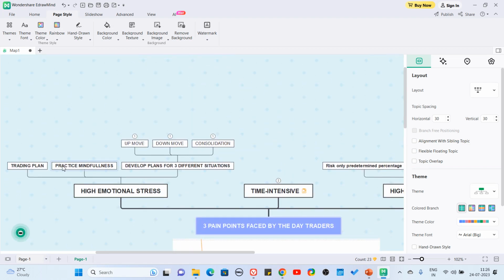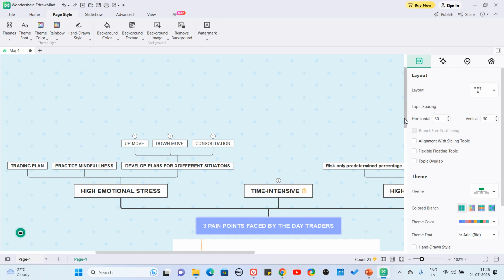The second one is to practice mindfulness. Why am I saying the word mindfulness? Because when you are in the trade, you have to have a certain mindset, and you have to stay calm until the trade completes.